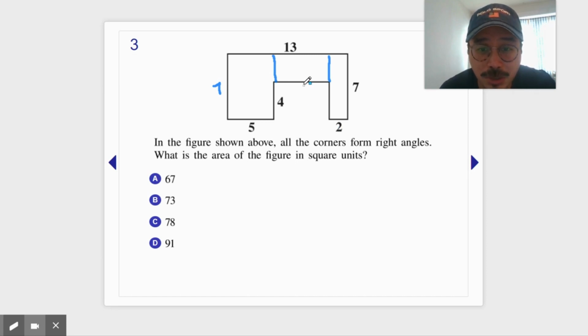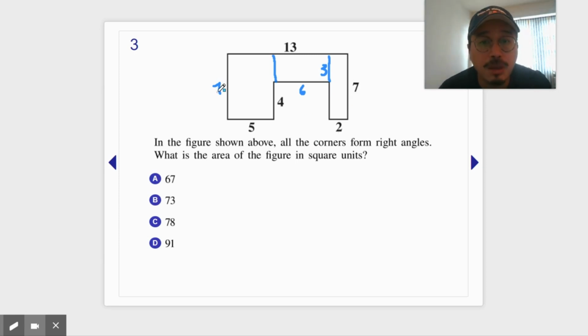8 minus 2 is 6. So I know that this is 6. And then now I need to figure out what this is. So I know this whole thing is 7, right? Because it says so here. And then this is 4. So you see that? If this is 4, and that's 7, what's the rest here? Yep, 3, right? And then I got the rest here.